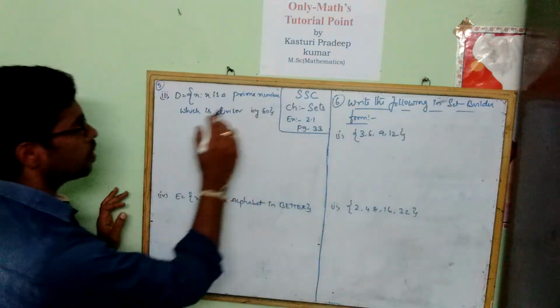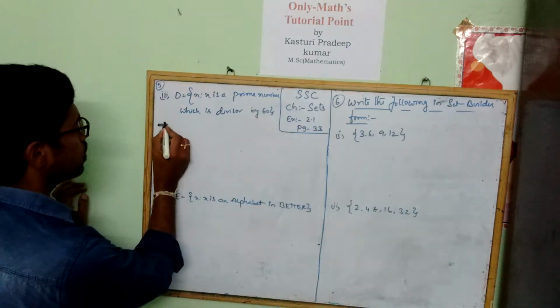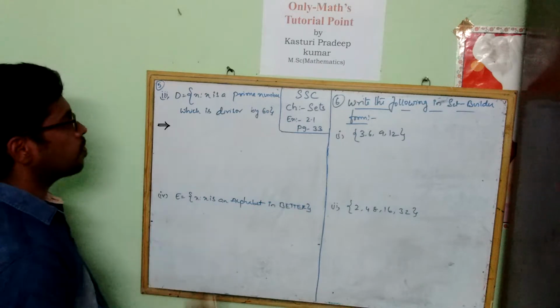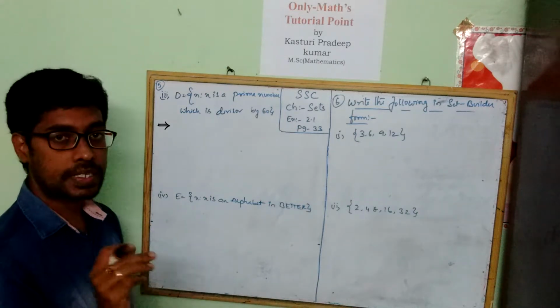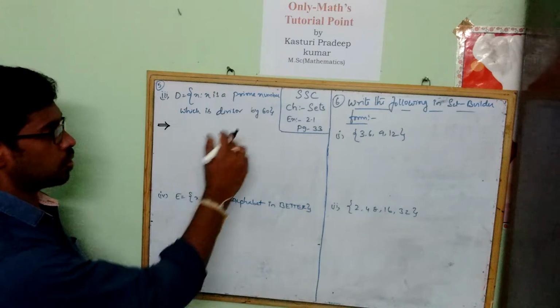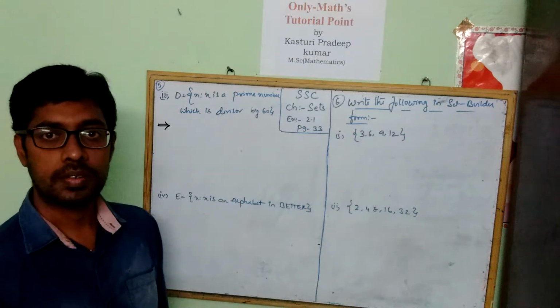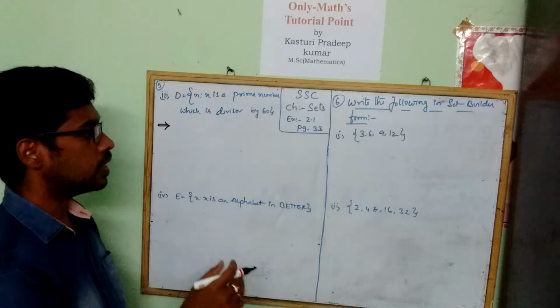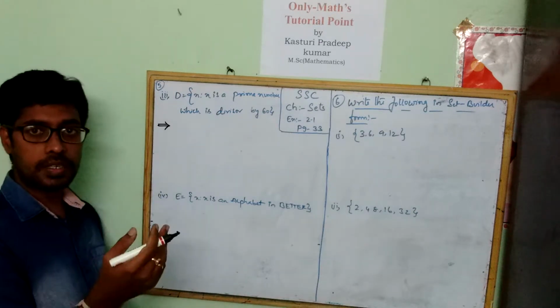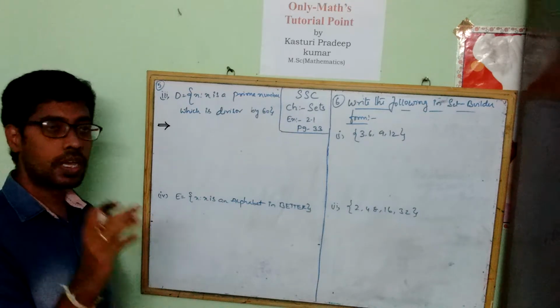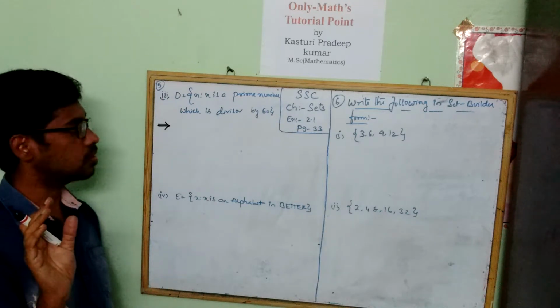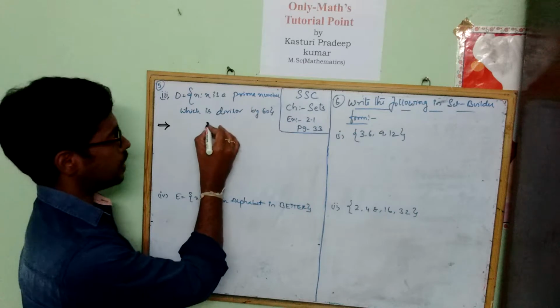So what is given here? D equal to x colon, x is a prime number which is a divisor of 60. Which is a divisor of 60 means we have to take the factors of 60. In that, choose only prime numbers. Suppose I am writing 60 here.